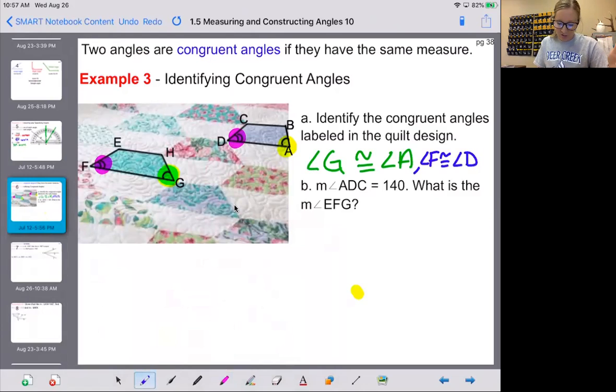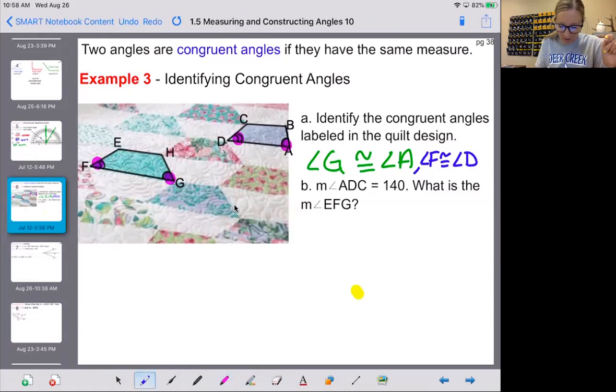Now, why didn't I just put one arc on all of them? Well, because if I put one arc on G and one arc on A, I'm saying those are the same degree. But if I put one arc on F and D as well, you would be saying that all 4 angles were the same. So since A and G are the same and D and F are the same, but they're not all 4 the same, then we do have to differentiate using a different number of arcs.